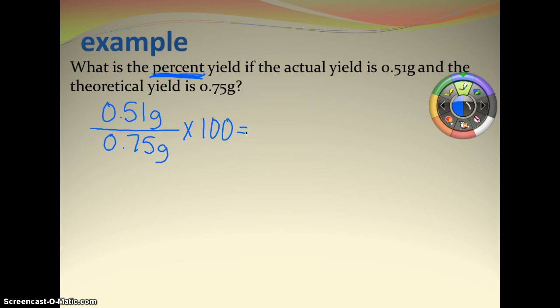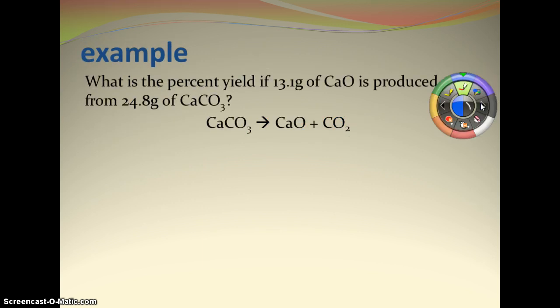And so 0.51 divided by 0.75. We need to keep 2 sig figs. That gives us 0.68. I forgot to multiply by 100. So that's going to be 68% is our percent yield. Now, you are not always going to be given the theoretical yield. Typically, you're going to have to find the theoretical yield.